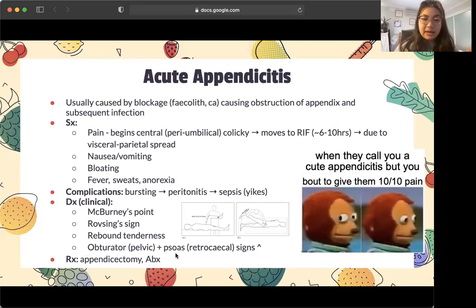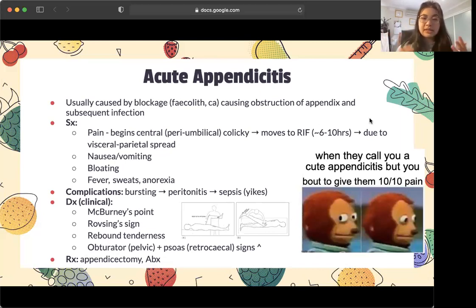Notably, obturator and the psoas signs. So the appendix, as you would have learned in anatomy, can lie in a number of different positions. If it lies a little bit lower down, more in the pelvic region, the obturator sign, which is this first image here, can cause pain. If it lies retrocecally, so behind the cecum rather than just hanging out underneath, when you do this, it's called the psoas sign. You'll elicit pain there, and you can just imagine why, because when you're moving different muscles, it could irritate the appendix depending on where it is.